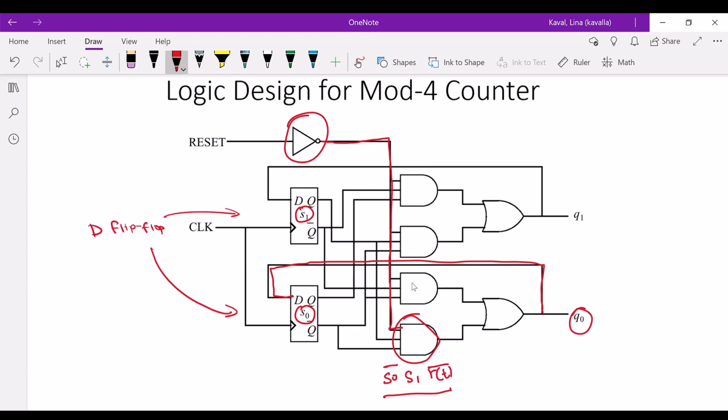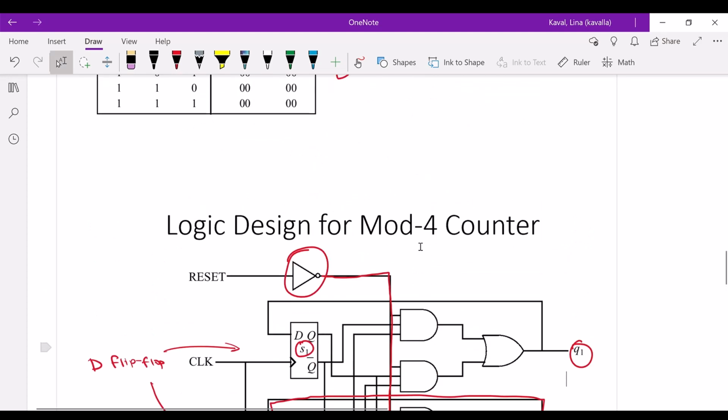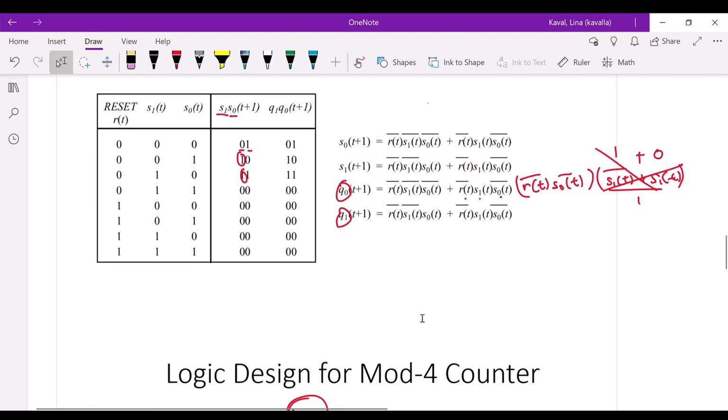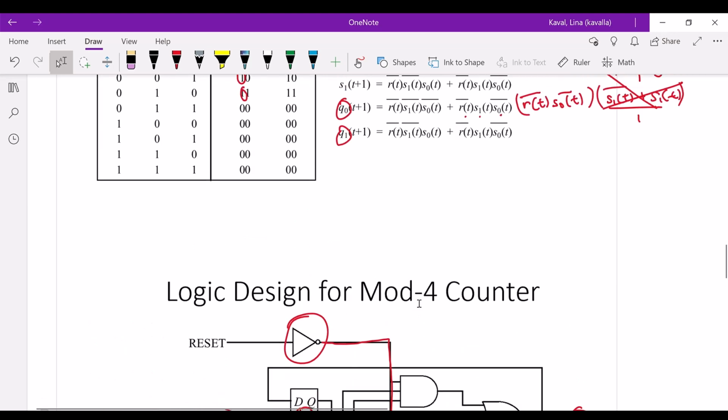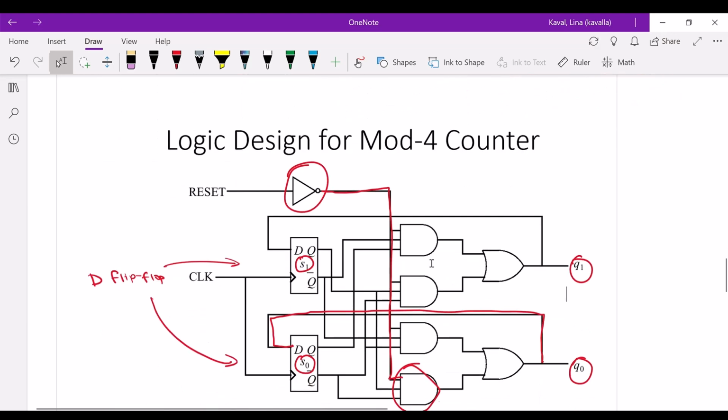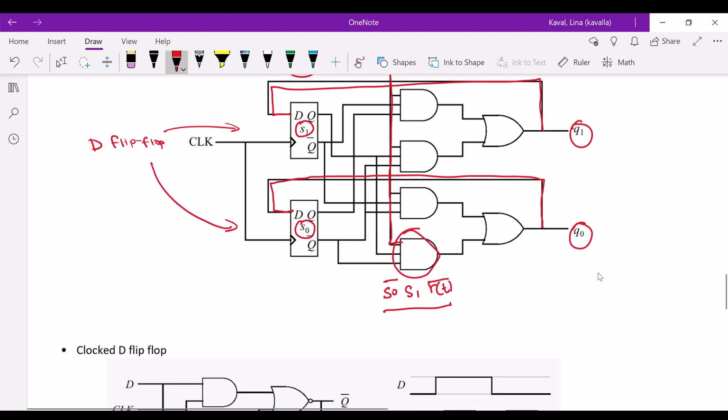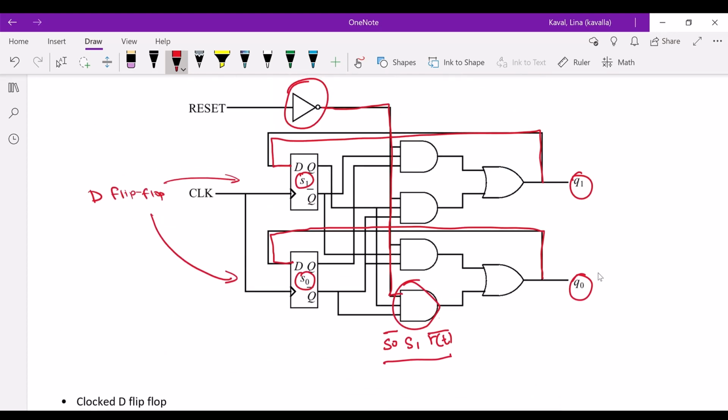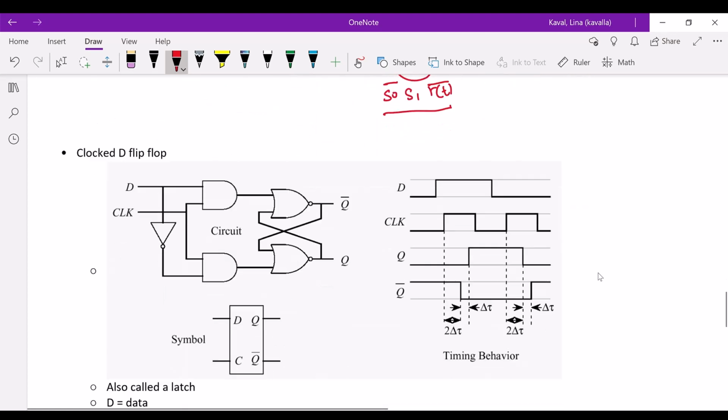So if we look at our Q1, this is the same thing. This AND is going to be this equation, and this AND is going to be that equation, and we're ORing them together to get our value Q1 here that we also throw back into the D flip-flop. So now that we understand how we get our new values, let's actually go into how a D flip-flop works.